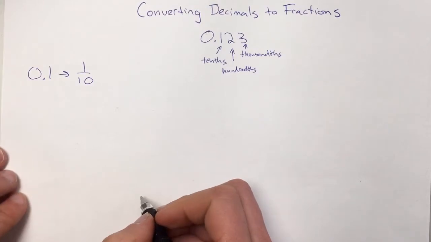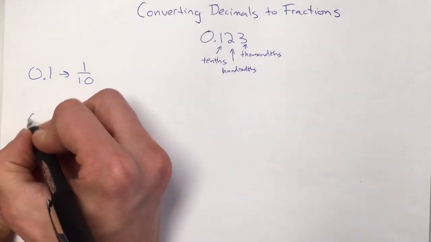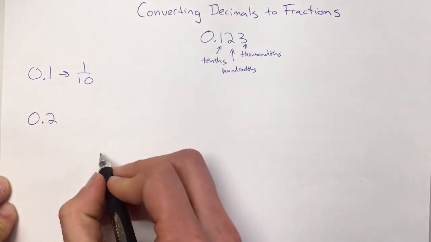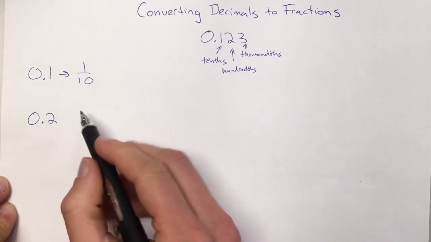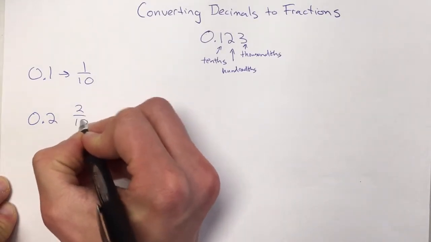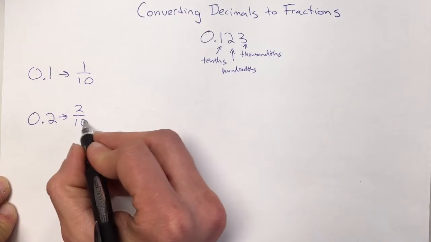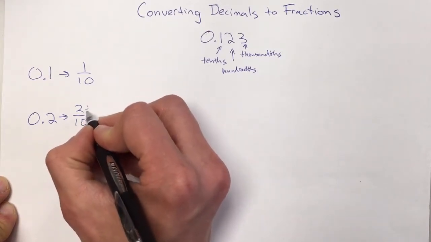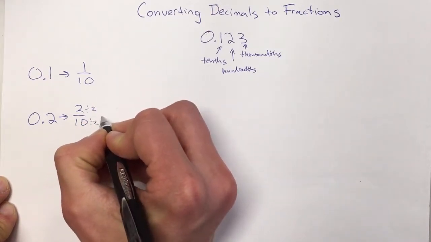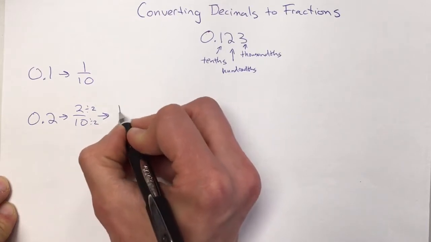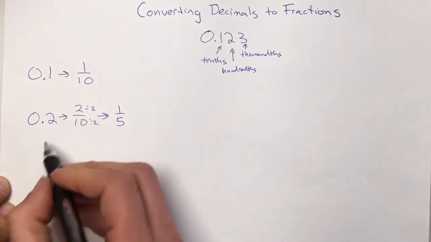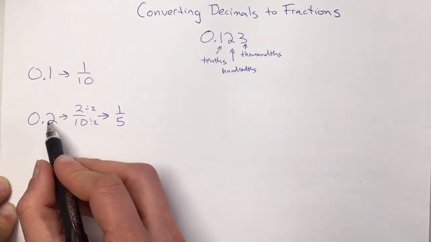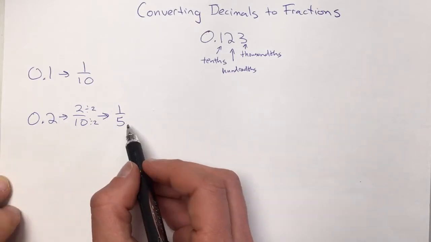If you had something like 0.2, again, we just read it, thinking of the place value, 2/10. And then we do have to make sure we simplify. Always simplify your fractions at the end, divided by 2, divided by 2. So the simplified form would be 1/5. Okay, so 0.2 or 2/10 is the same as 1/5.